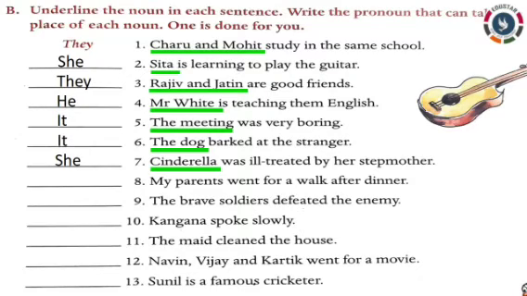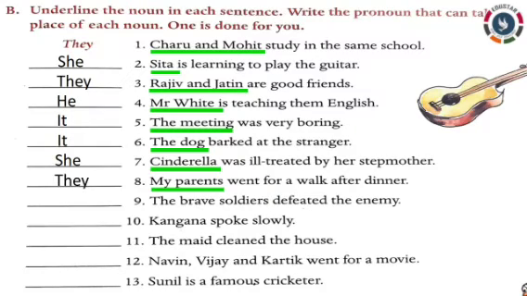Eighth sentence. My parents went for a walk after dinner. Here, the subject is parents, which comes before the verb went. Here, you should notice that though there is a single word parents, it resembles two persons, that is mother as well as father. So, use the subject pronoun they.